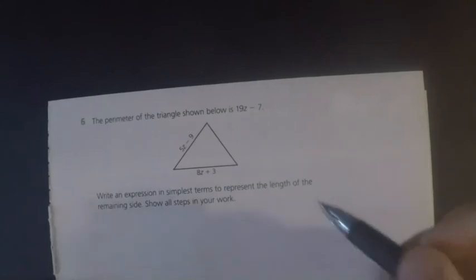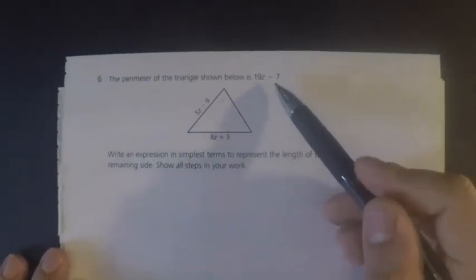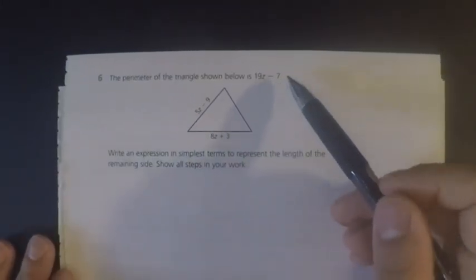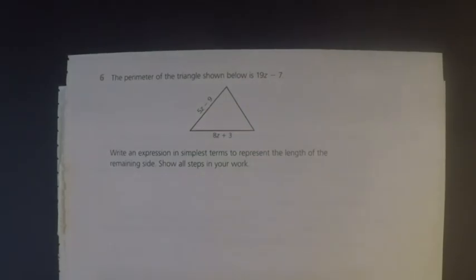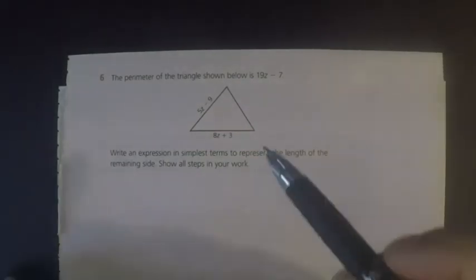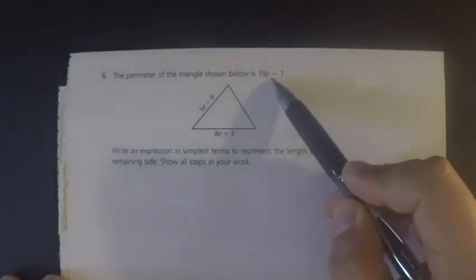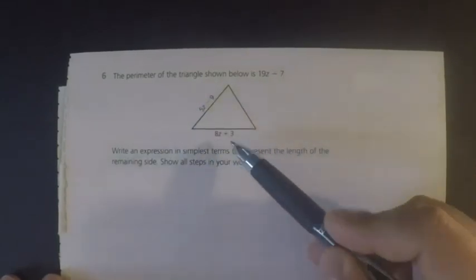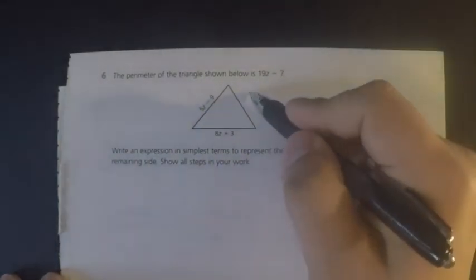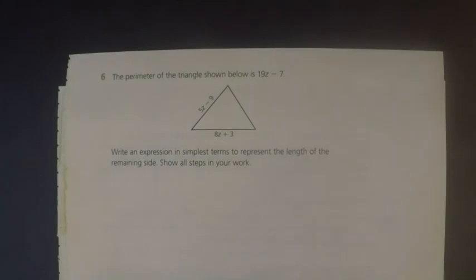And then taking a look at the other questions. On the top here, perimeter. Remember that the perimeter is 19z minus 7, and you need to represent the length of the remaining side. To find this 19z minus 7, we had to add up all 3 sides. So if we're trying to find this missing side, we can use the opposite of addition and subtract to find that missing side.